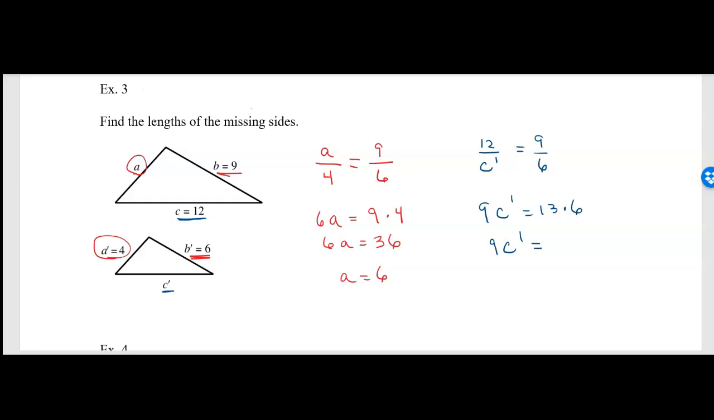Oops, sorry, that wasn't right. That was 12 times 6. I thought that didn't seem right. And we get 72. And then 9 times what is 72? 9 times 8. So you found the sides that were missing by using ratios or proportions and then cross multiplying.